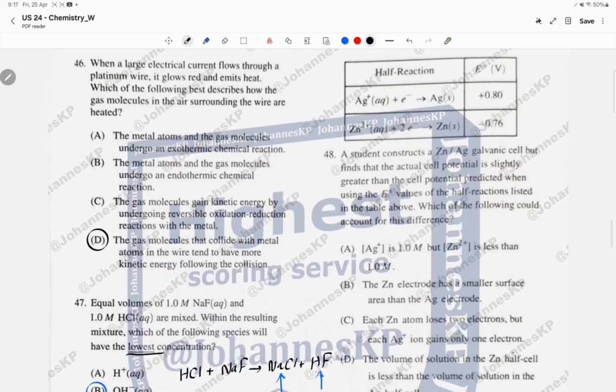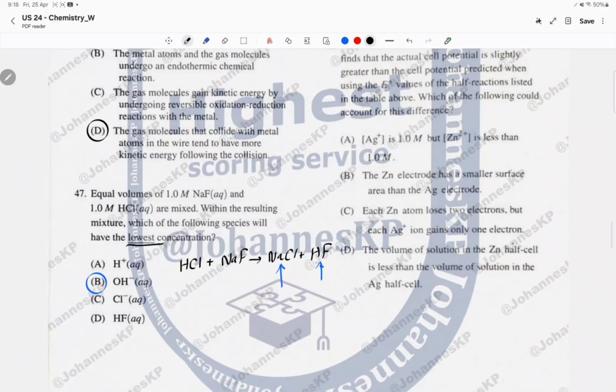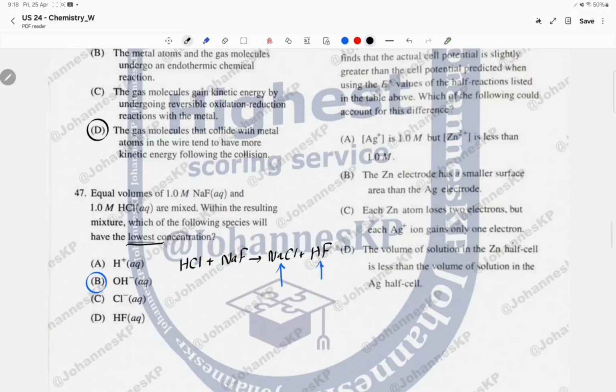Question 48, galvanic cell. This has to be the cathode, the higher number. Lower number is going to be the anode, right? But the actual cell potential is slightly higher than the cell potential predicted. So the predicted cell potential should be 1.56. This one is going to be, let's say, 1.6. Why is that? So it's not about the surface area or anything like that.